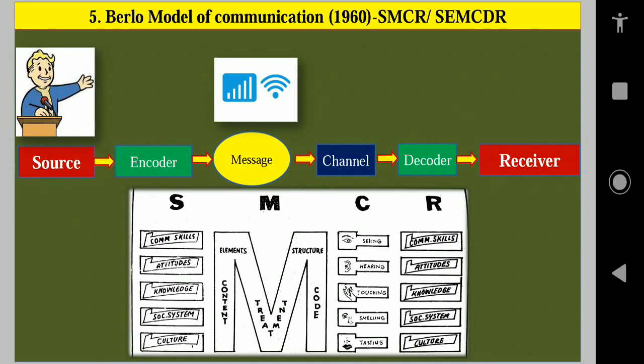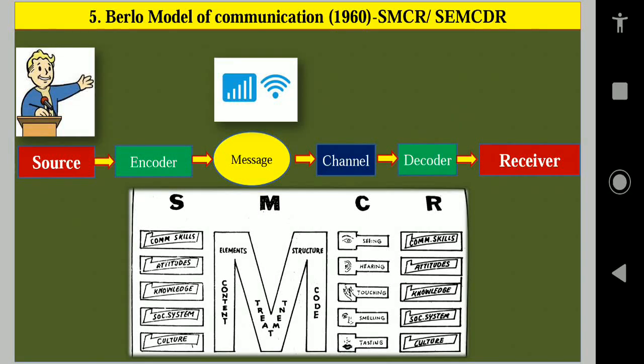Here SMCDR means source, encoder, message, channel, decoder, receiver. There are six elements. But when it was first developed, it included four elements, that is source, message, channel, receiver.